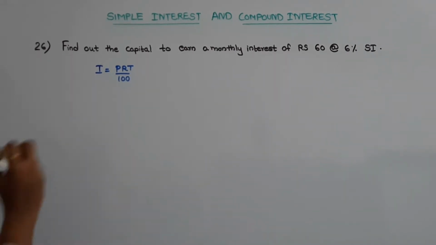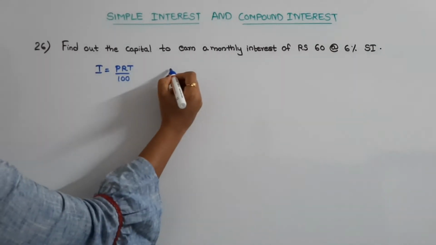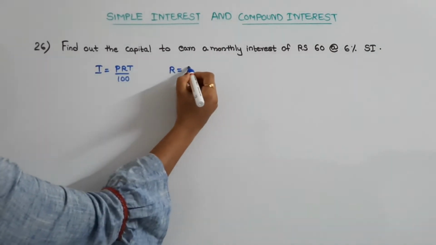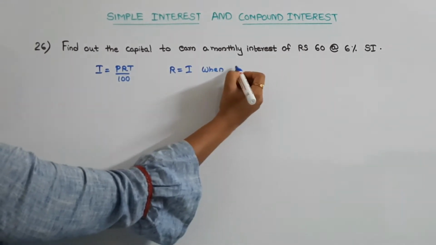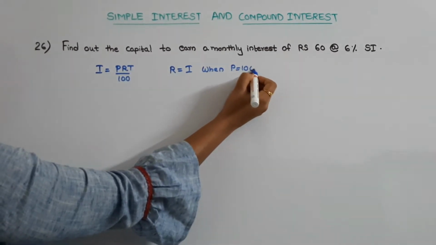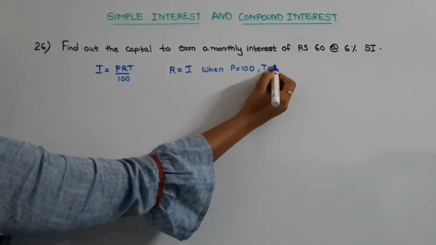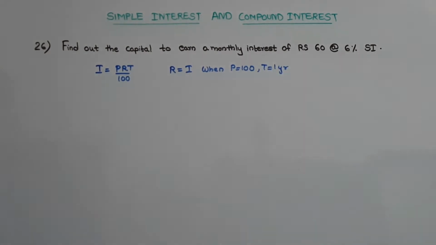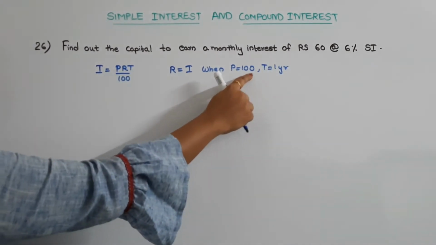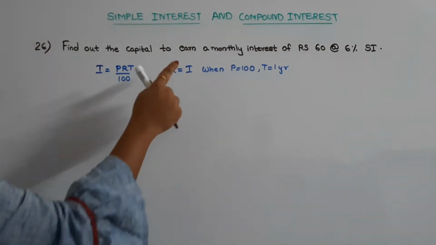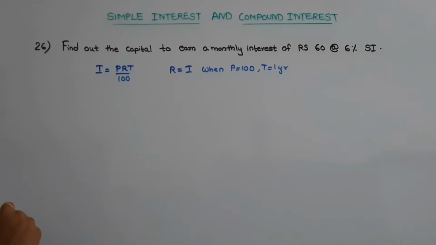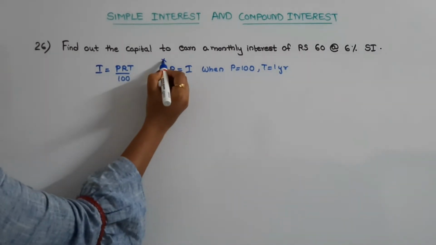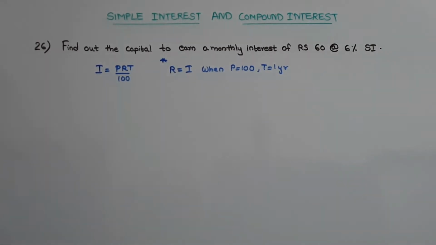In the first part, I said that rate of interest is equal to interest when the principal is 100 and time period is 1 year. Whatever the interest value is when the principal is 100 and time period is 1 year, that will be equal to the rate of interest. So this is the first point which you need to keep in your mind.